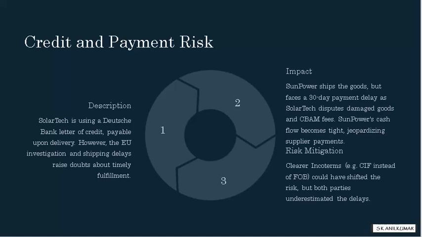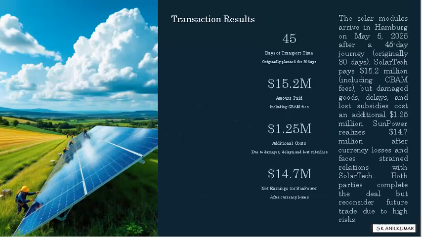What is the mitigation? A better Incoterm, CIF, could have been used instead of FOB. This would have shifted the risk, but both parties underestimated the delays. Why? If it is CIF, then the moment the goods are put on board and insurance and freight are taken care of, it would have been easier, and the delay would not be the supplier's responsibility. Right?